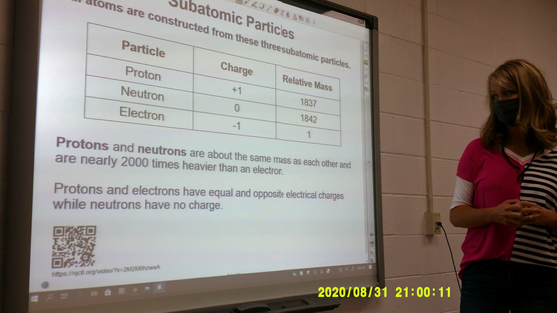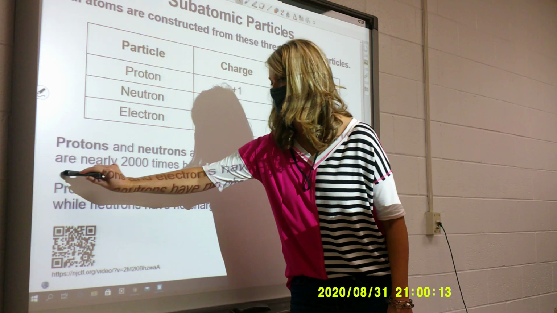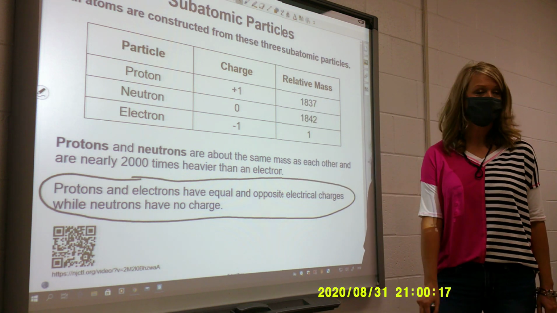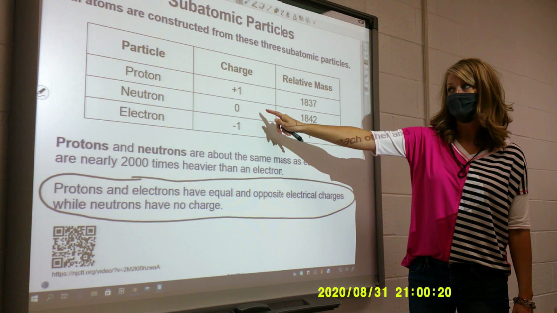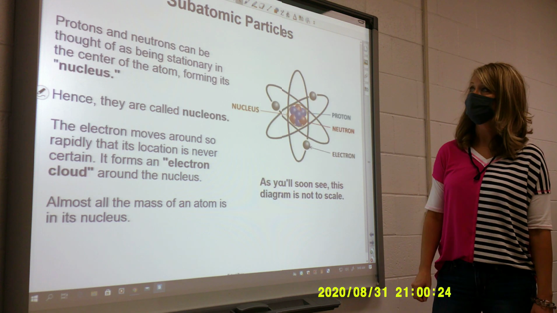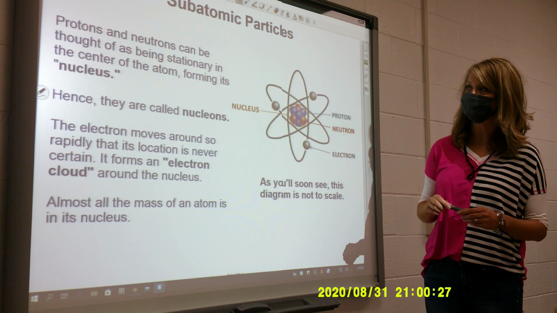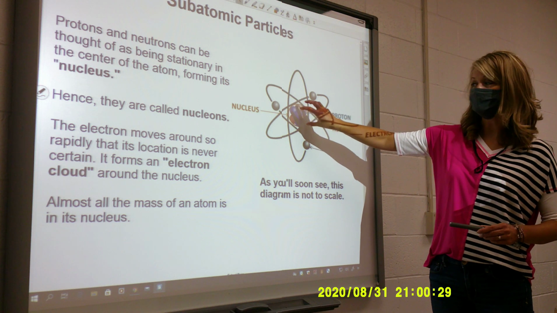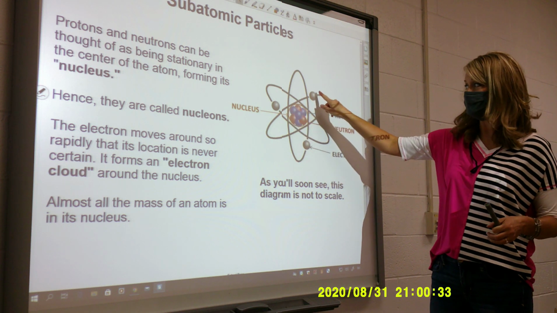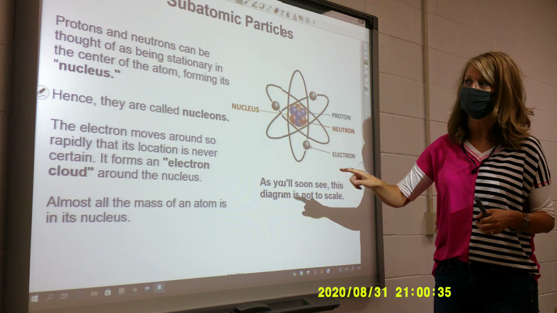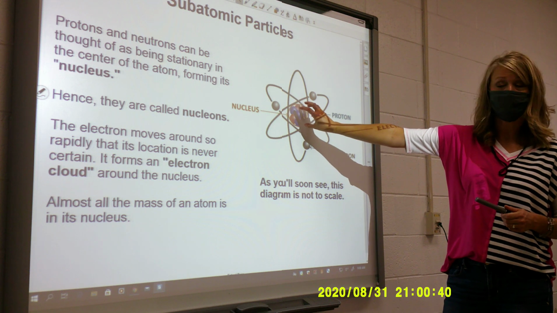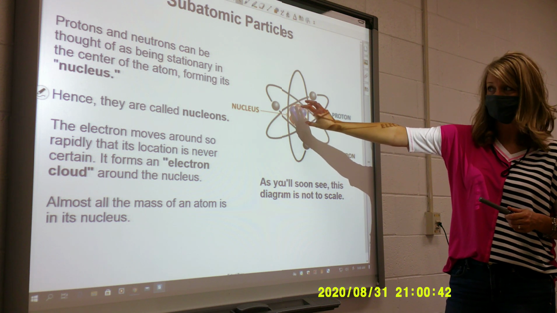Protons and electrons have equal and opposite electrical charges, while neutrons have no charge at all. A positive, no charge, and a negative. Protons and neutrons can be thought of as being stationary in the center. They just hang out here, tightly packed in the center together. The electrons then are flying around the outside. In the center, the protons and neutrons are called nucleons.